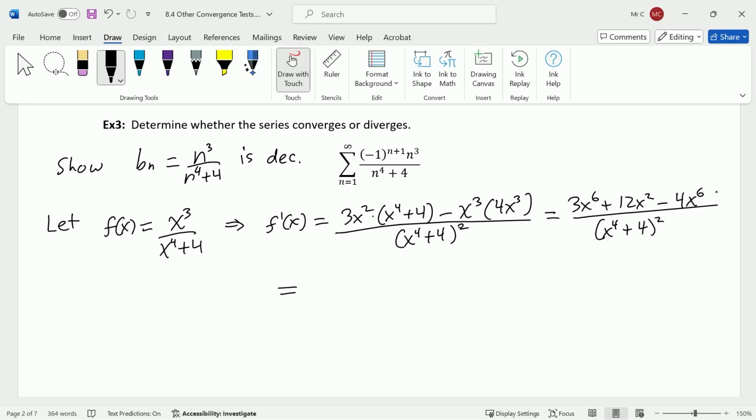So, this becomes what? 3x to the 6th minus 4x to the 6th is negative x to the 6th. This is 12x squared minus x to the 6th over x to the 4th plus 4 squared. And this is x squared times 12 minus x to the 4th.